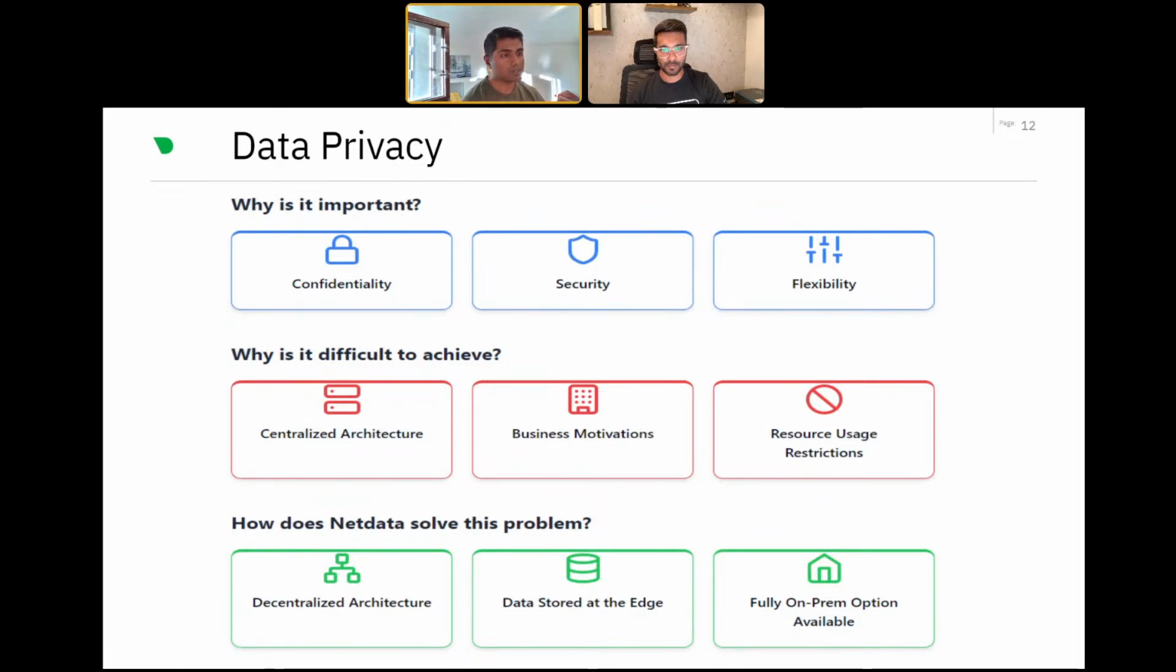So the way Netdata solves this problem, you'll see common themes here. We've talked about the decentralized architecture again. You can have Netdata agents which are storing the data completely on-prem. You can even run the entirety of Netdata's cloud software fully on-prem, which means there's no connection to the outside world. It doesn't need internet. It doesn't need any sort of callbacks to us as a company, and you can manage it fully on your own. All the data is anyway stored at the edge, whatever version of Netdata that you use. And I talked about the fully on-prem option that's also available for you.